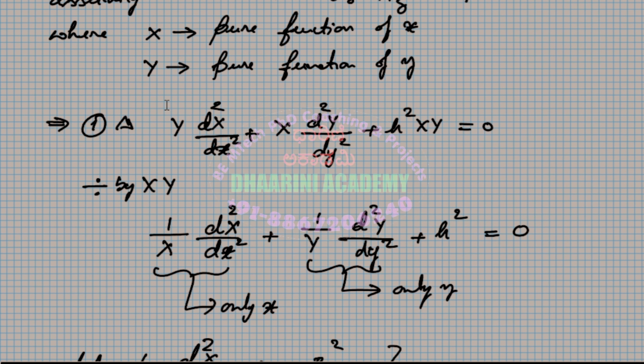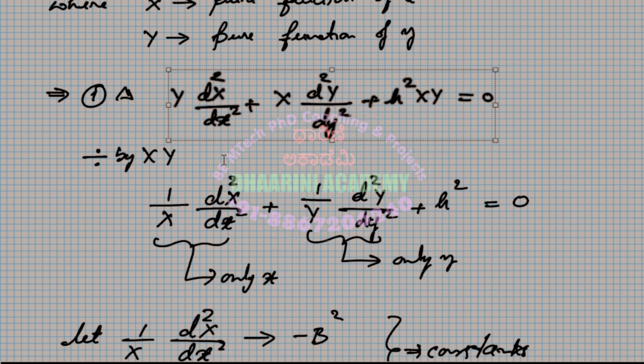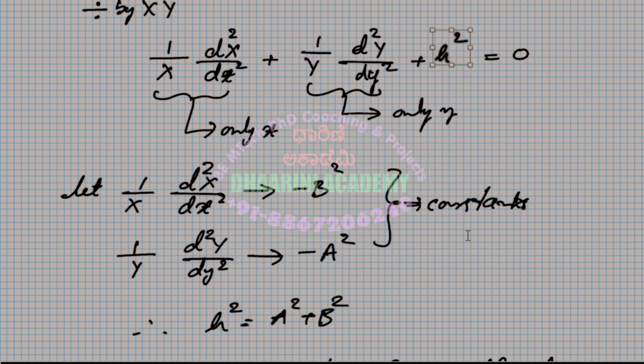So substituting this in equation 1 gives this part, right? And we can see that in order to separate the variables, I need to divide by capital X and Y. So you see, I get a term containing only X, I get a term containing only Y, and a constant. So this is the standard equation, right?